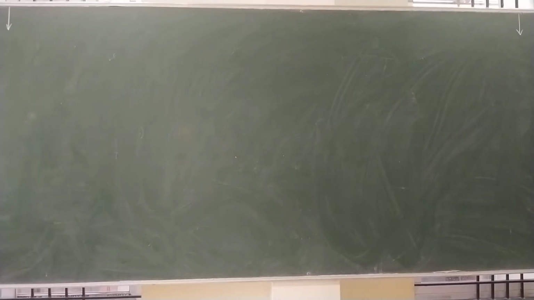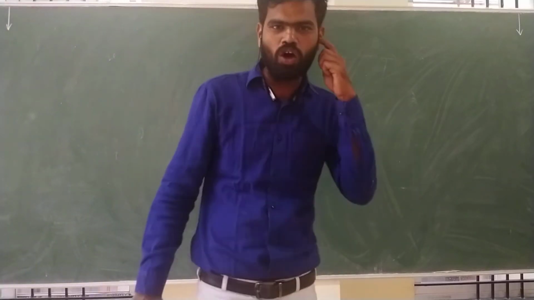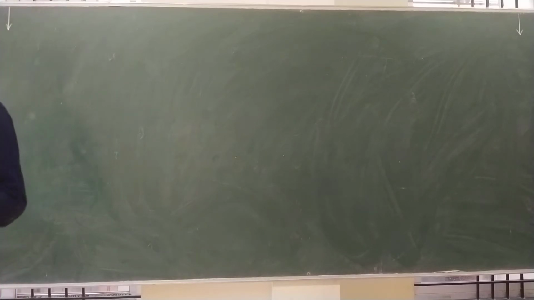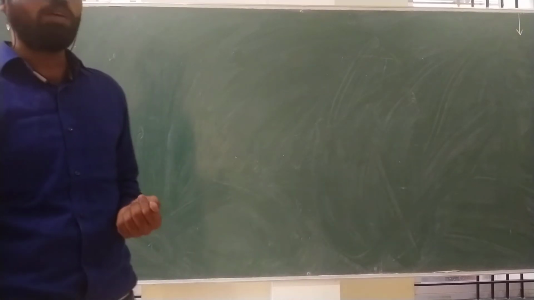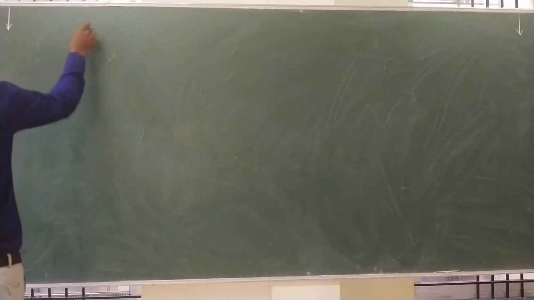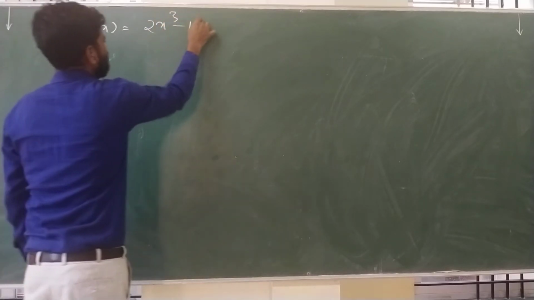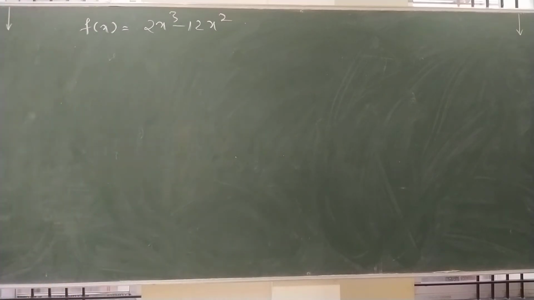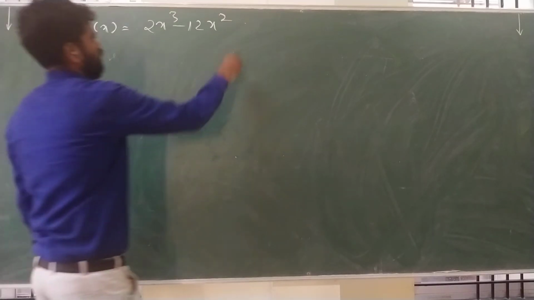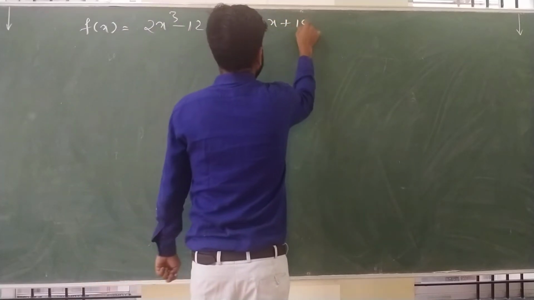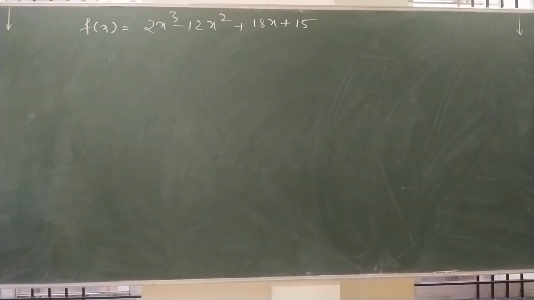So yes, take the next problem. Find the intervals in which the function is strictly increasing or strictly decreasing. The function is f of x equal to 2x cube minus 12x square plus 18x plus 15. So it is a function. Then find the intervals where it is strictly increasing or strictly decreasing.